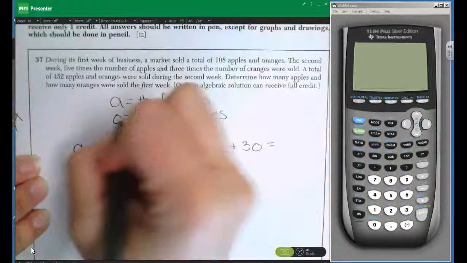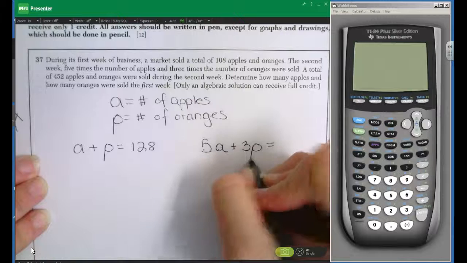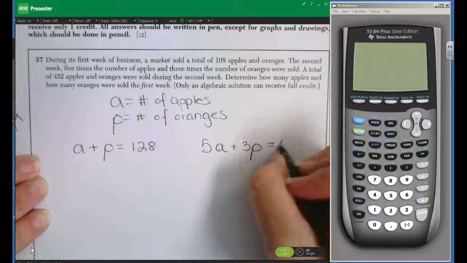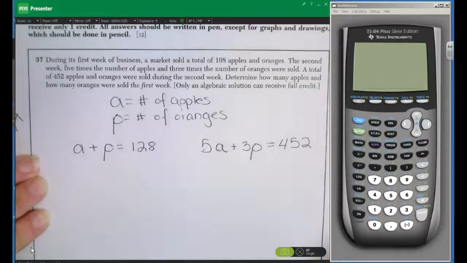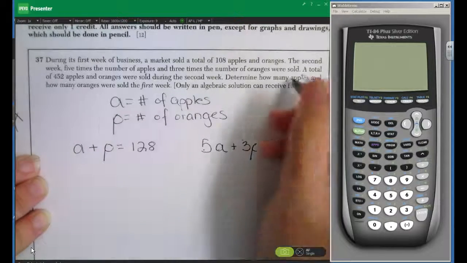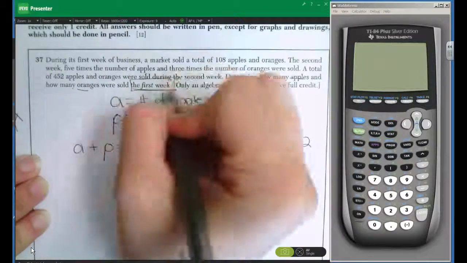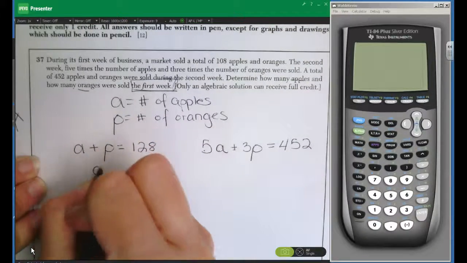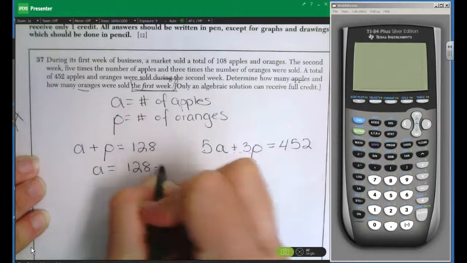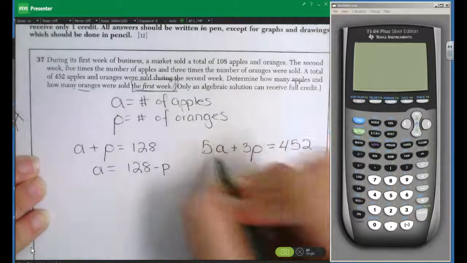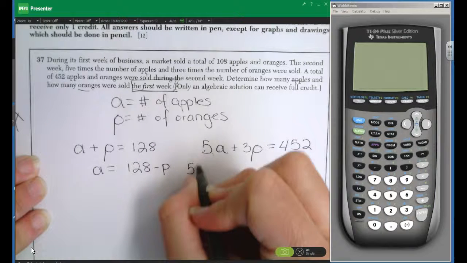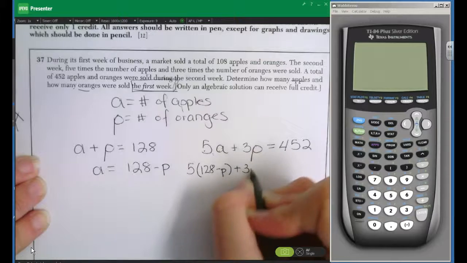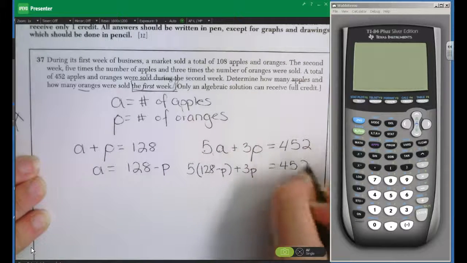I should have picked another one. Let's make this P, just so it's easier, not a 0. So 5A plus 3P equals 452. And then it says how many apples and oranges were sold in the first week. Okay. So first, let's just get A by itself by subtracting P from both sides. Now I'm going to plug here. So 128 minus P plus 3P equals 452.